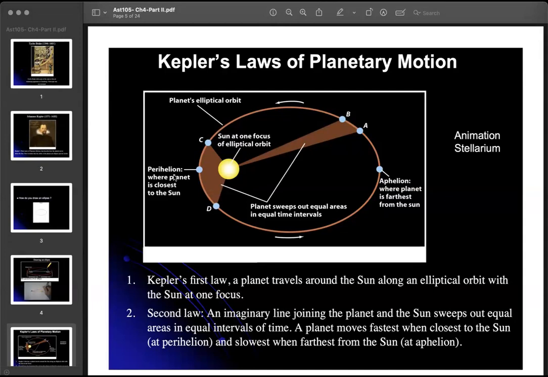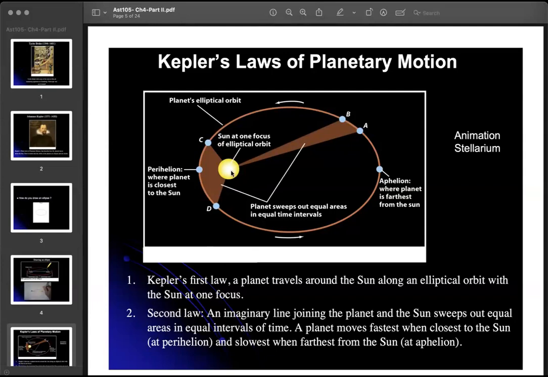Now, that's just talking in words, right? Scientists need to know numerically, be able to calculate how fast or how slow it moves. So to be able to do that, Kepler explained it in this way. An imaginary line joining the planet and the sun sweeps out equal areas in equal intervals of time. Okay, so as you can see, A and B, let's say this period is that of 1 month, A to B.